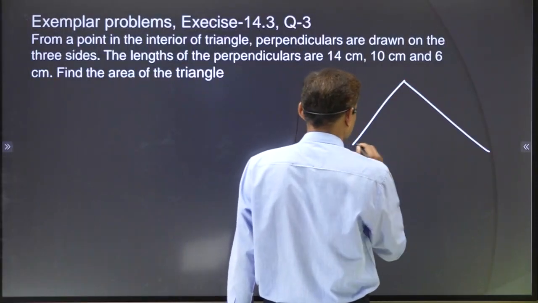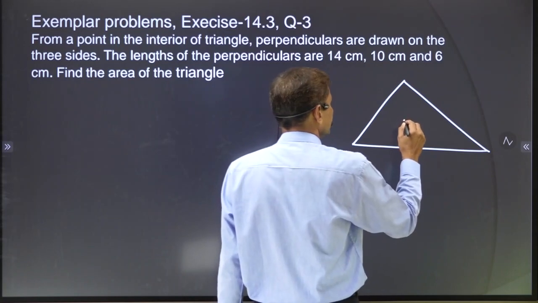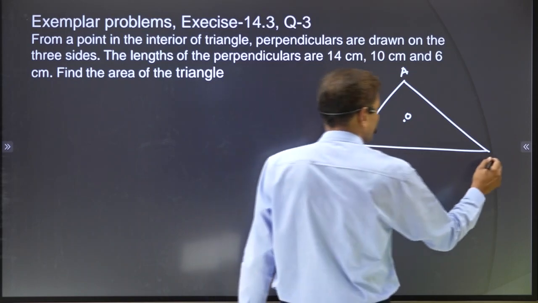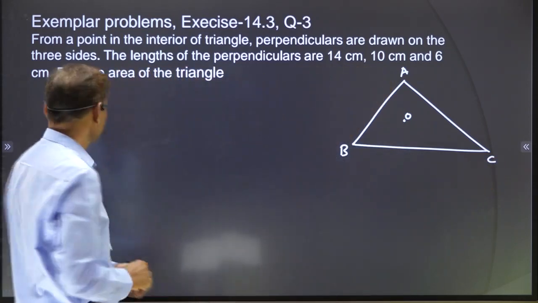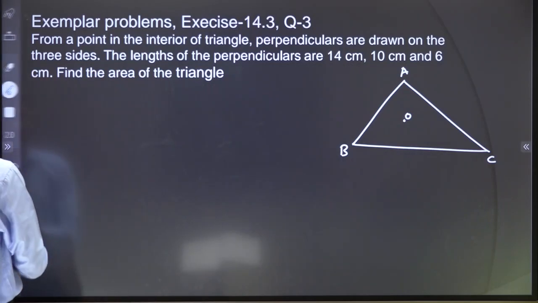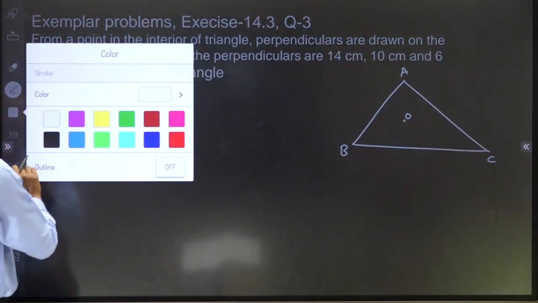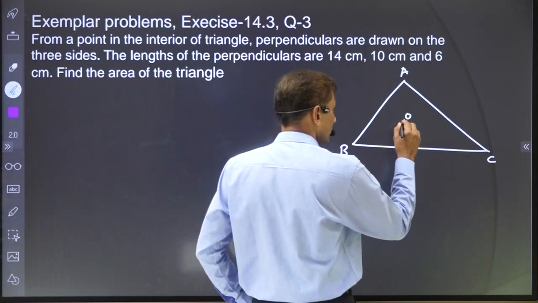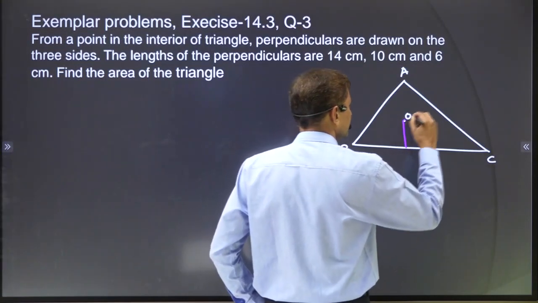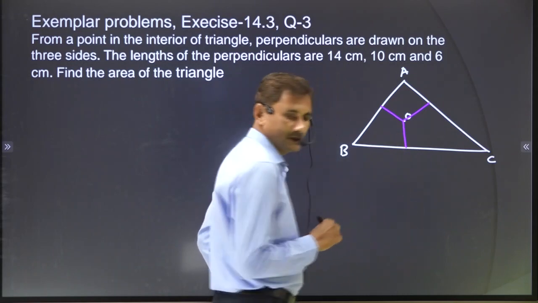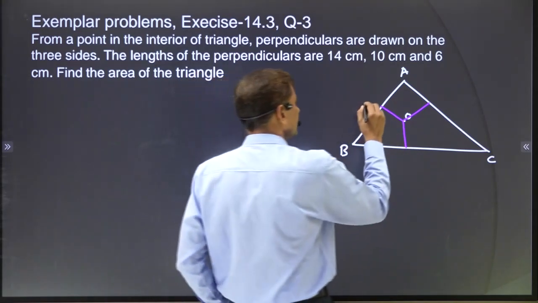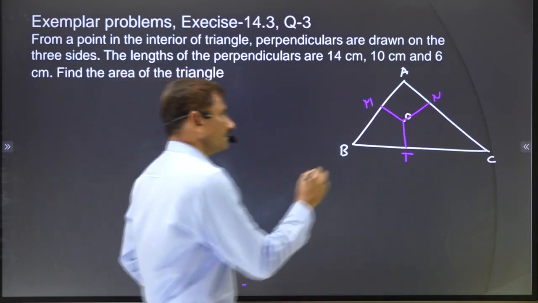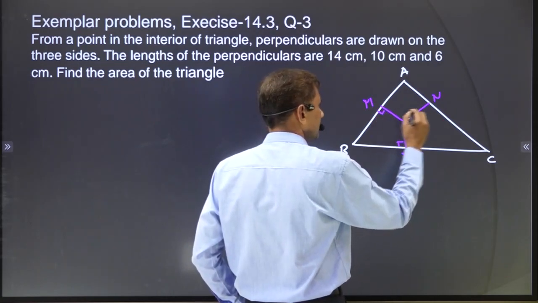So suppose this is the triangle ABC, and O is an interior point. Now perpendiculars are drawn from O. Let this be the first, second and third. They have given them names M and T, so let us give them the same names. So these three are perpendiculars, meaning they make a right angle with the sides.